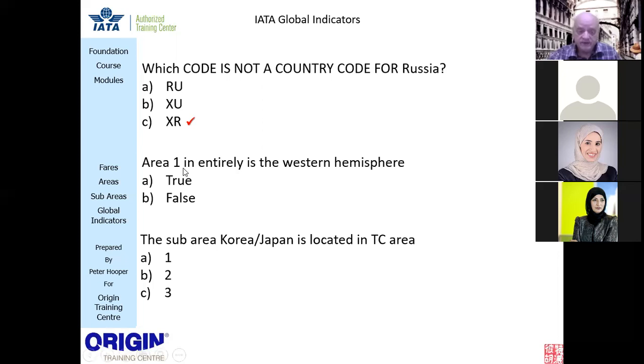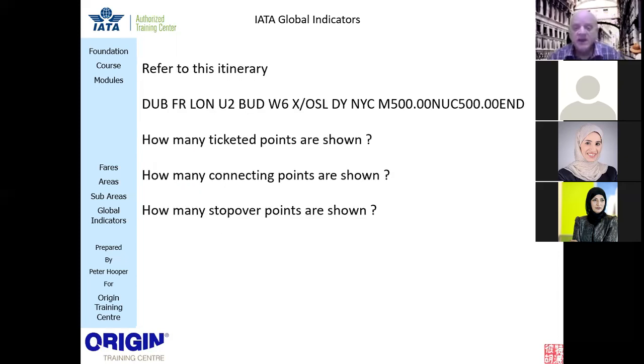Right, Area 1 is entirely in the Western Hemisphere. True or false? True. And that was a question in the last exam paper. The sub-area Korea, Japan is located in TC area 3. By the way, if I asked all of these questions right at the beginning today, could you have answered them? No. It just proves how much you've learned even in an hour and a half.